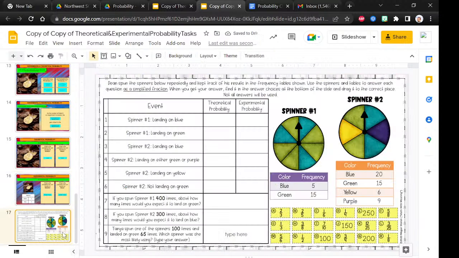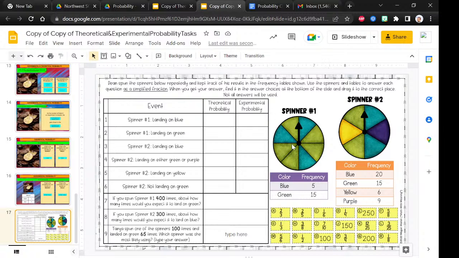Now, we're onto the slide that a lot of people, I think here's the problem. We choose to not read. Dean spun the spinners below, repeatedly, and kept track of his results in the frequency table shown. Use the spinners and tables to answer each question as a simplified fraction. When you get your answer, find it in the answer choices at the bottom of the slide and drag it to the correct place. Not all answers will be used.